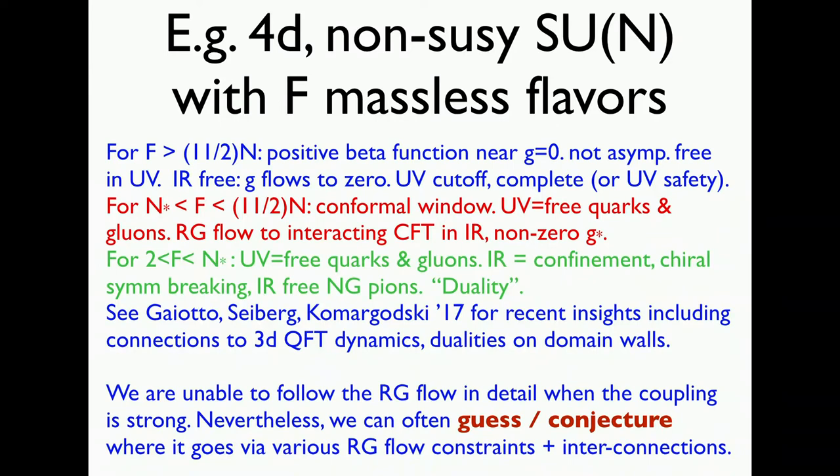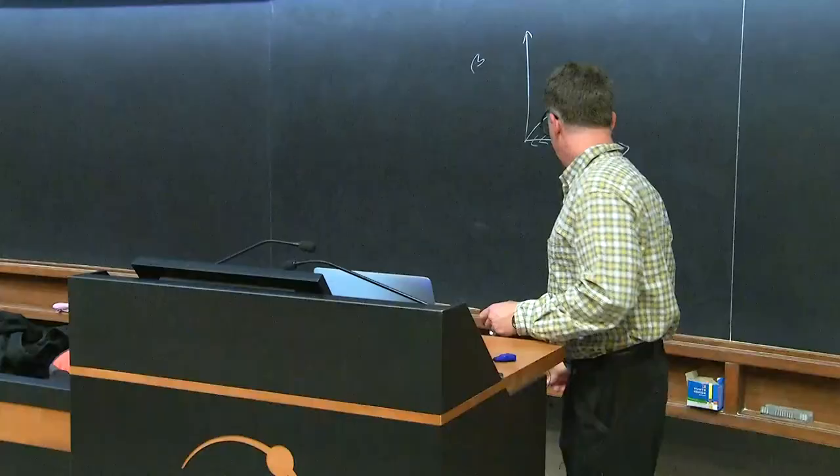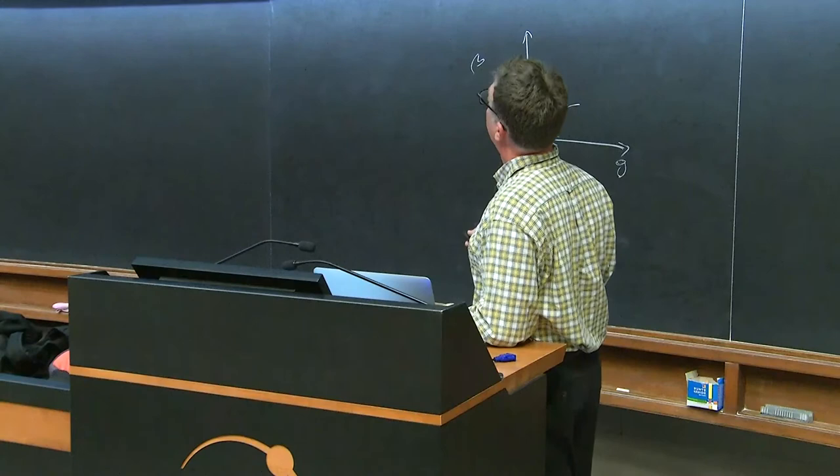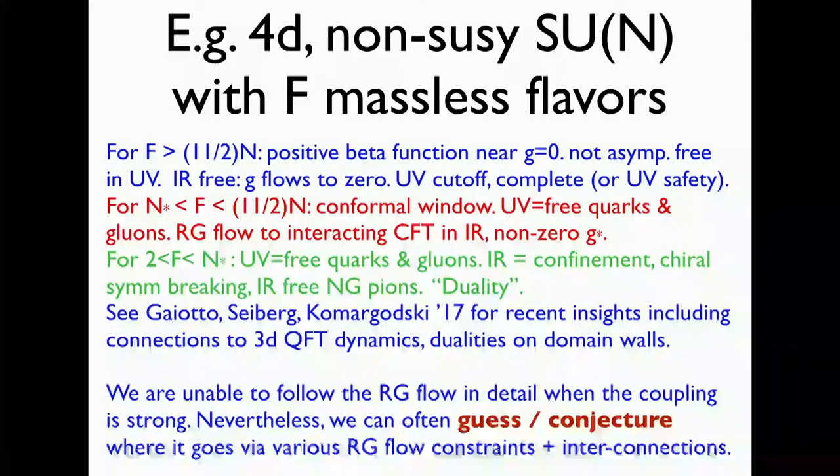Not asymptotically free in the ultraviolet means it's infrared free. So if we start off with this theory and we go to low energies, we have beta of g, something like that, and the theory wants to flow in the infrared to zero coupling. In the ultraviolet, we need either some kind of cutoff, or we could UV complete it in terms of some other theory, or in some cases, the theory is ultraviolet safe, like if this beta function eventually comes back down to zero, then there could be an ultraviolet fixed point. There are some examples of that. So that's if the number of flavors is bigger than 11/2 times the number of colors.